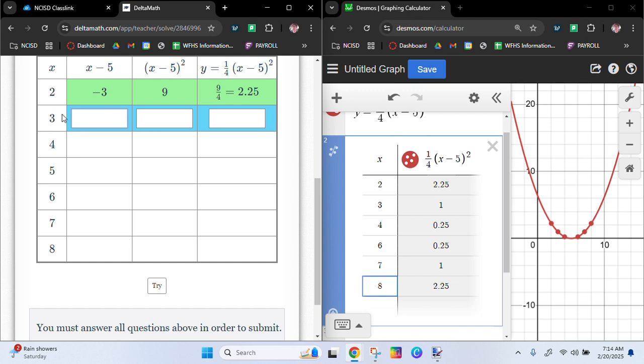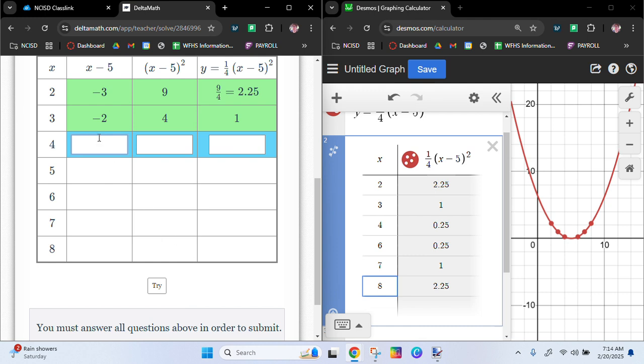So we have 3 now, x equals 3. So 3 minus 5, that's negative 2, okay? Now we have negative 2 in the parentheses, so negative 2 squared. Negative 2 times negative 2, of course, is positive 4. And then the last thing is 1/4 times 4. 1/4 times positive 4, which is just 1. And if we compare that to our table here in Desmos, that's what we have. We have 1. So we'll try that, and of course we're correct.